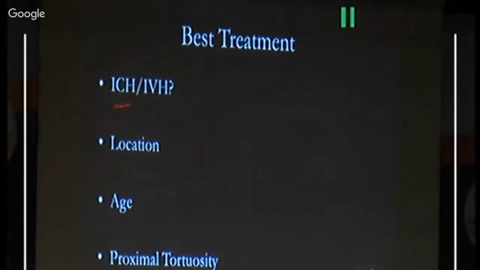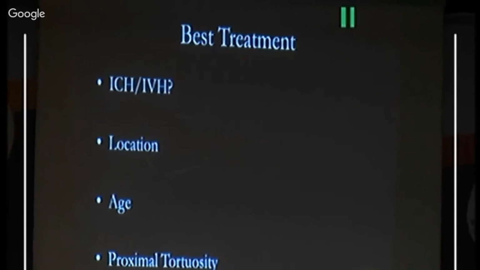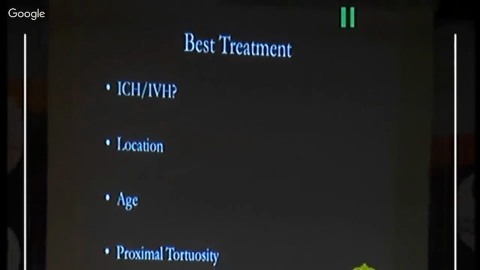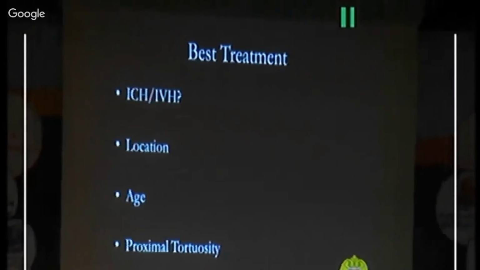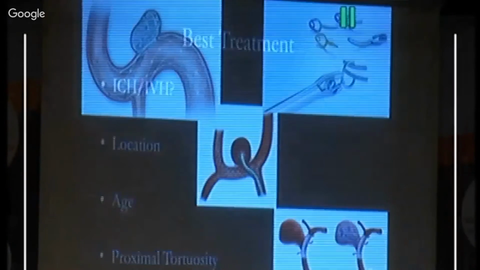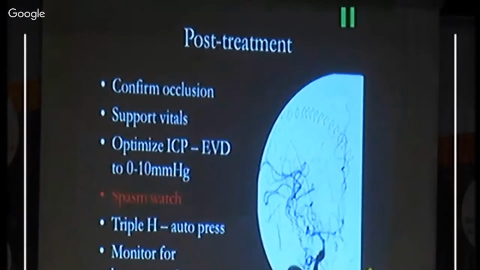So the best treatment is determined based on how much intracerebral hemorrhage or intraventricular hemorrhage they have. If they have a big intracerebral hemorrhage and you need to go and remove the clot anyway, then sometimes we just go ahead and clip that patient's aneurysm. The location of the hemorrhage, most anterior circulation aneurysms, are up for debate: how best to treat them based on the specific patient characteristics. But posterior circulation aneurysms, far and away, with the exception of PICAs, we tend to treat endovascularly. Age and proximal tortuosity also play a role.